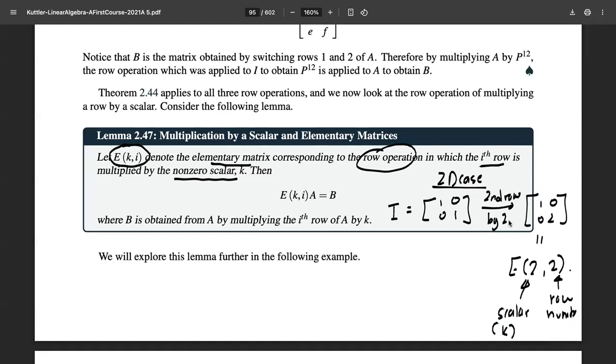So we explore this lemma. This equation tells us that essentially if I apply this E to any matrix A, that's equivalent to multiplying the ith row of A by k. And we'll look at an example to demonstrate this.